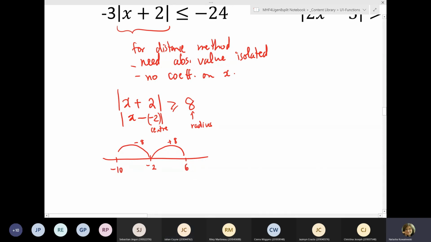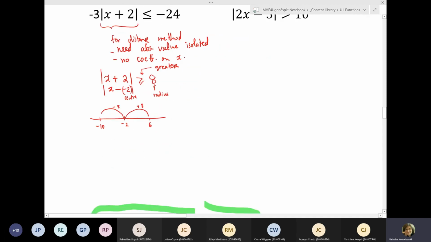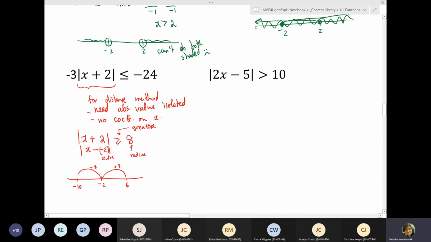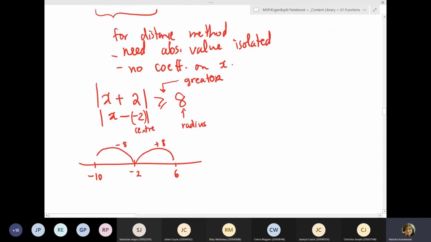Okay, now we just need to decide what to shade. Do we shade on the inside? Is it a conjunction, nested parts, or is it going to be a disjunction that we're shading on the outer edges? How do we decide? We look at this symbol. This symbol is greater than. So greater. What was the other saying I told you? Greater or more is or. It's a disjunction. I don't know how to give you another one. So it's going to be on the outside and including the 6 itself because it says equals. Same thing on here, equal to -10 and down below.